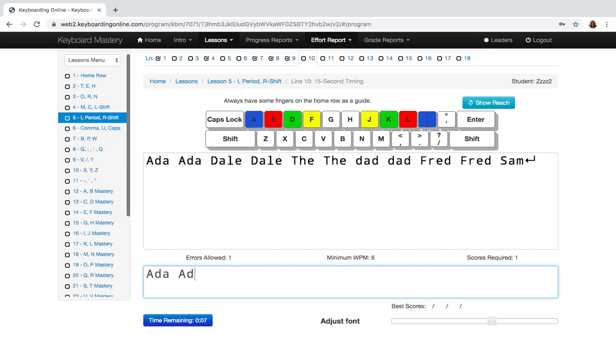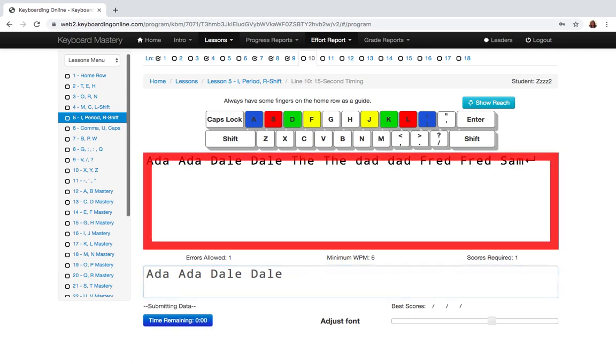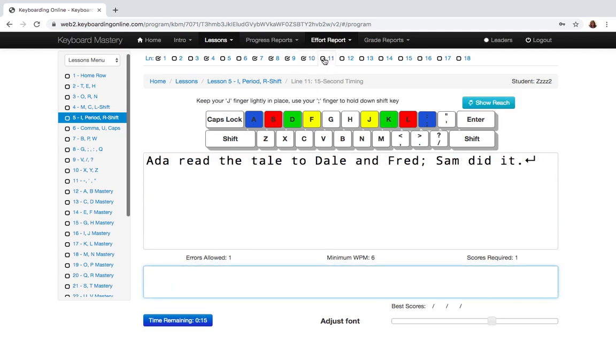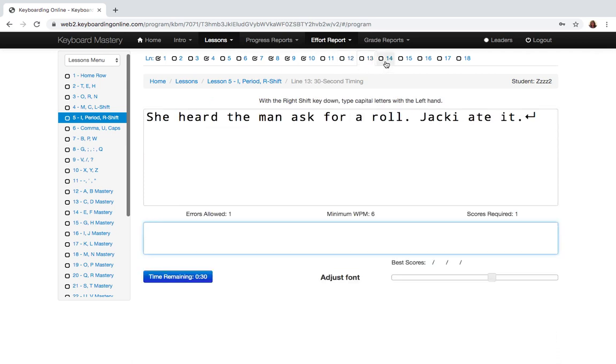Shift, A, D, A, space. Shift, D, A, L, E, space. Shift, D, A, L, E, space. Shift, and T. And I didn't get that far. Okay, moving along now, we're going to continue to practice our shift keys and all of the keys that we've learned so far. As we get to line 13, we have a 30-second timing, 14, 15, all 30-second timings.